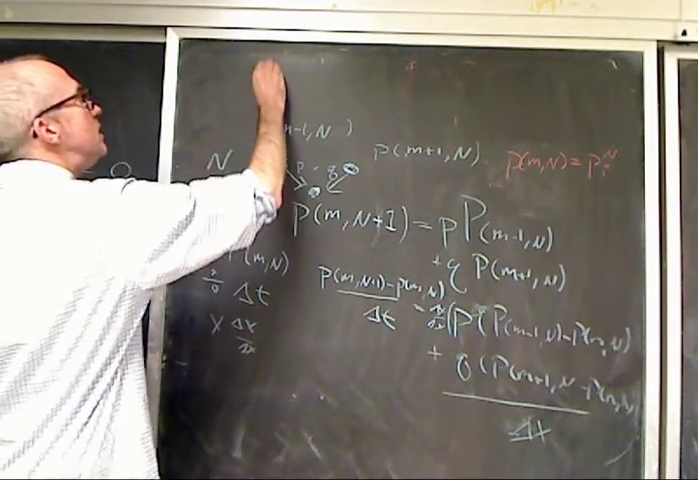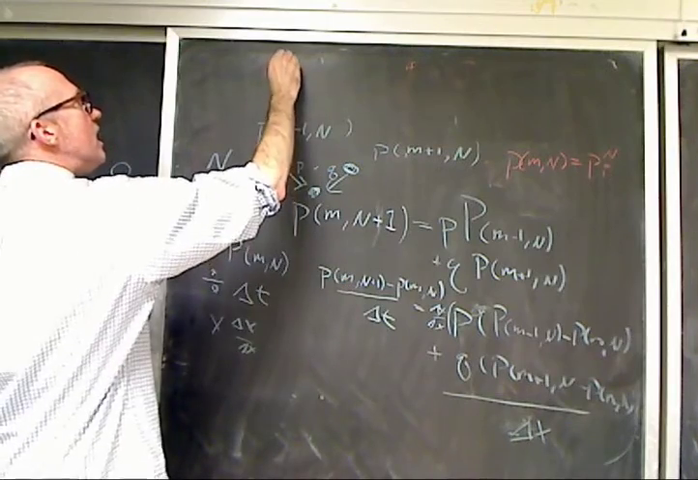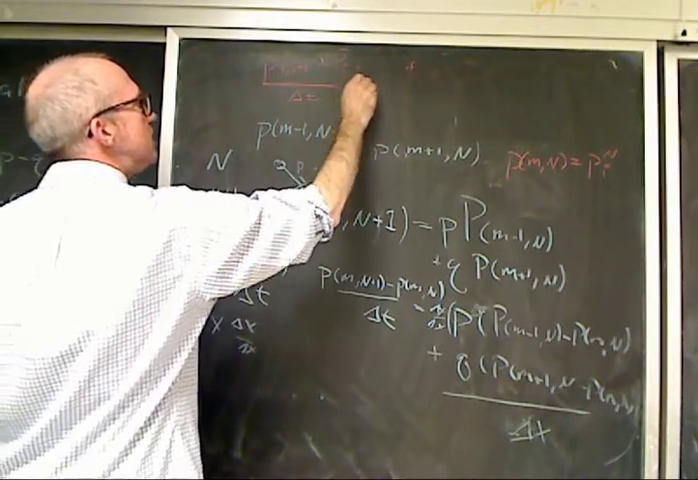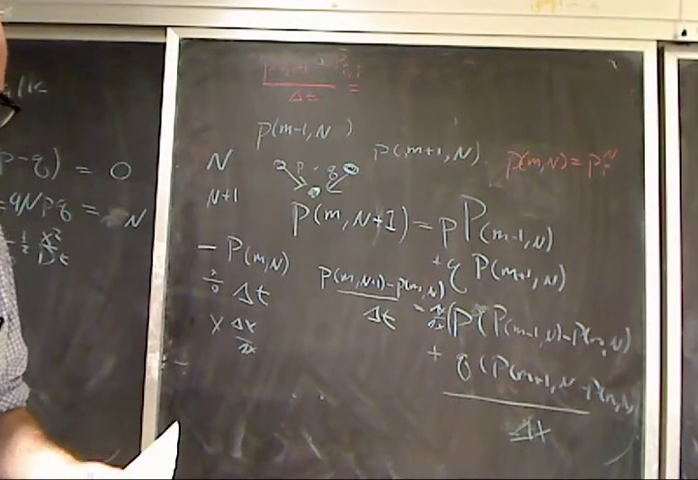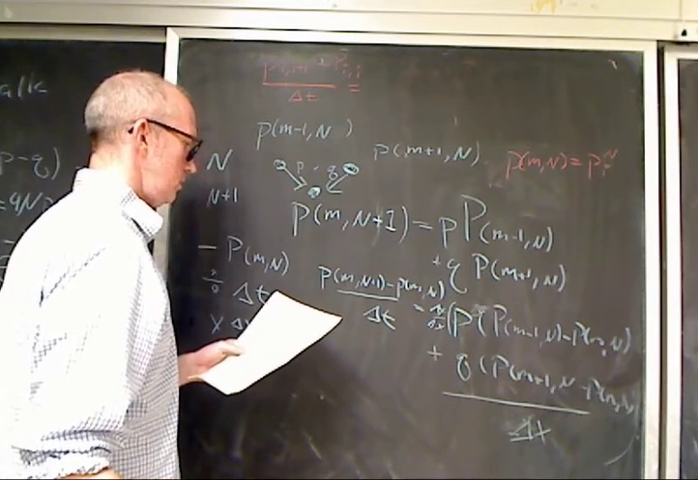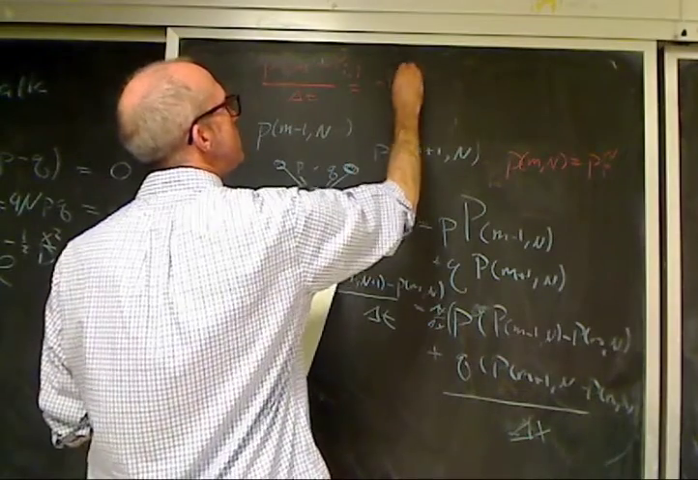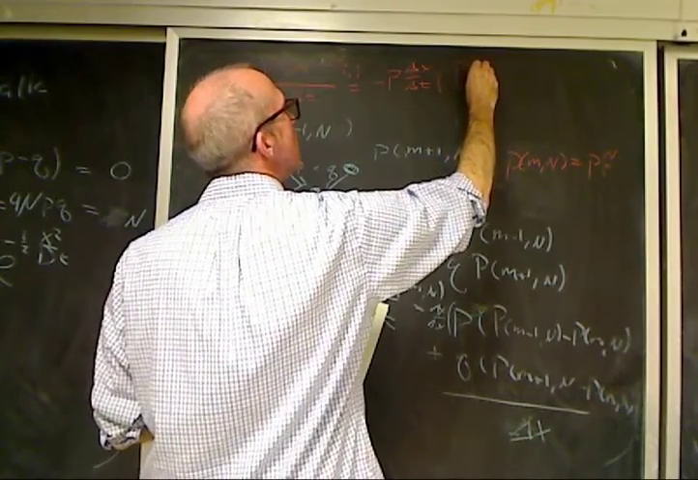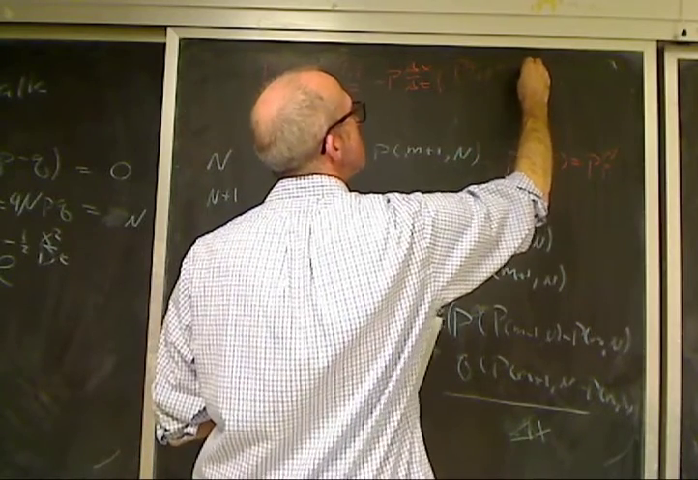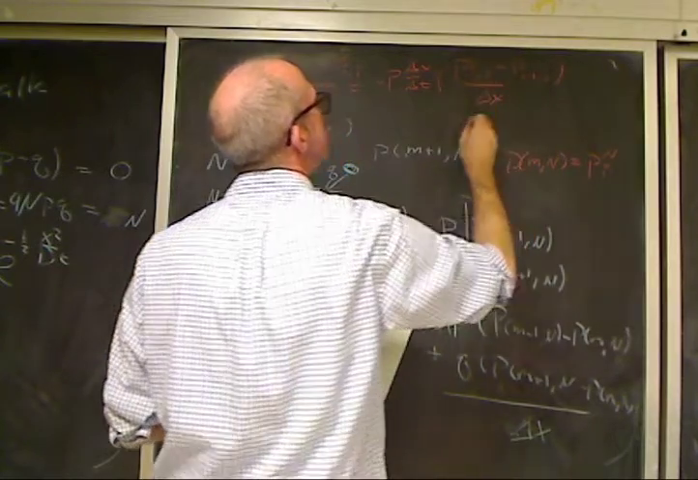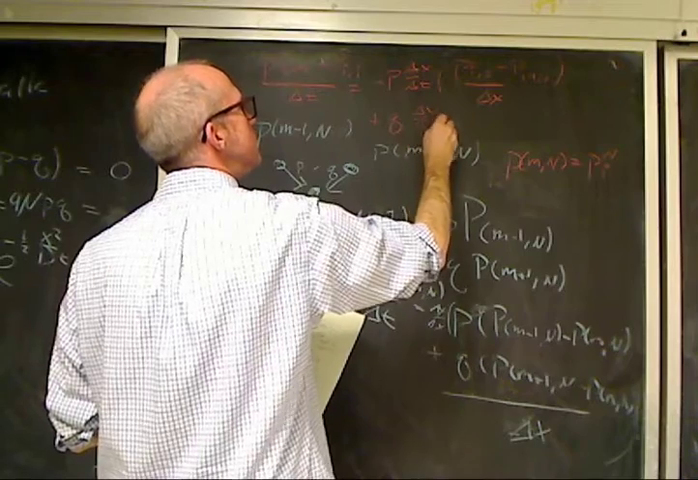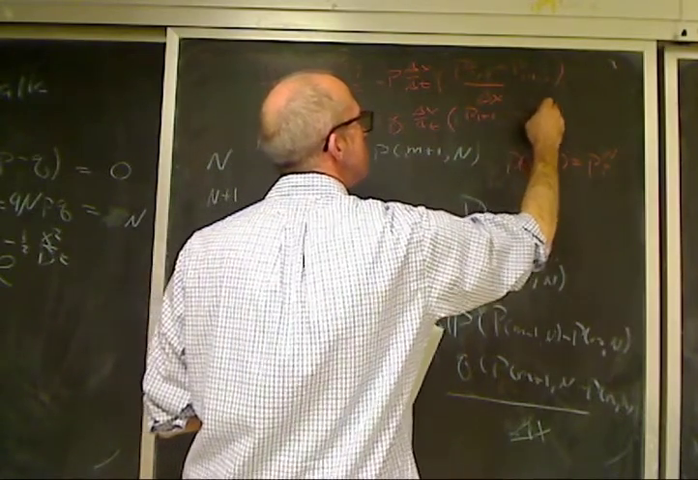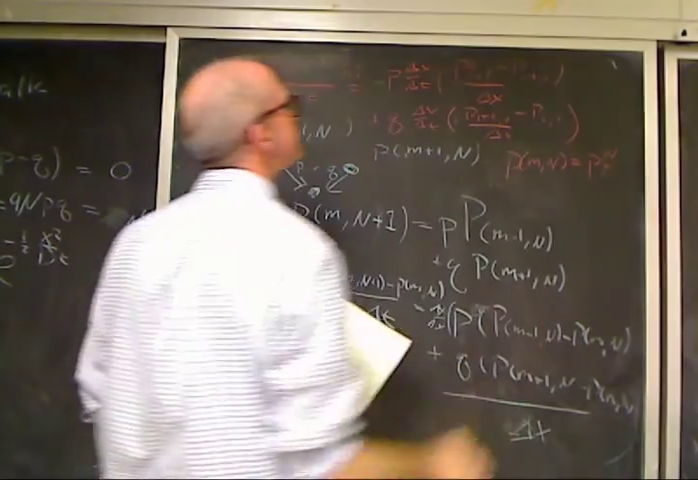Okay, so this turns into P_i^(j+1) minus P_i^j over delta t, equals minus P delta x over delta t times P_i^j minus P_(i-1)^j over delta x, plus Q delta x over delta t times P_(i+1)^j minus P_i^j over delta x.